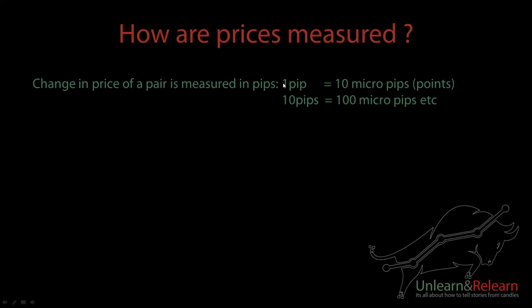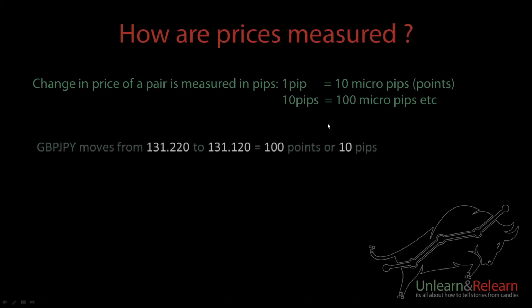In the same way, 10 pips equals 100 micropoints, or 100 micropips. Basically, we're only going to talk about pips in terms of pips. So when you say, my price moved 10 pips, that's going to be 100 micropips or 100 points. For general talking terms, we're only going to focus on 1 pip, 10 pips, 15 pips, and so on.